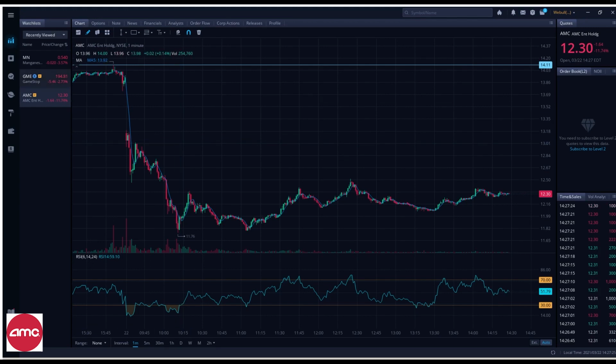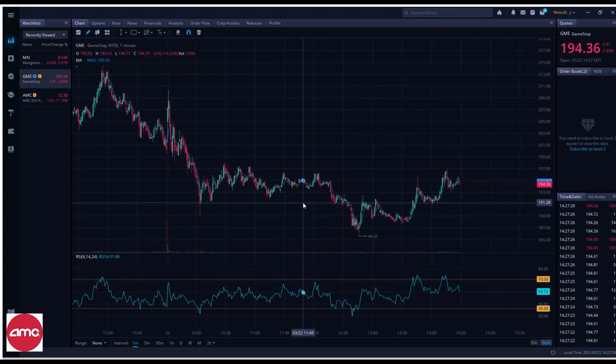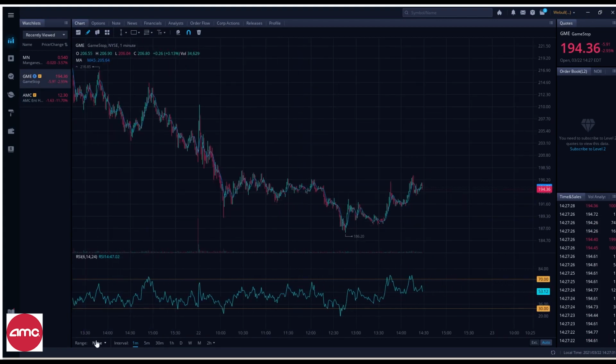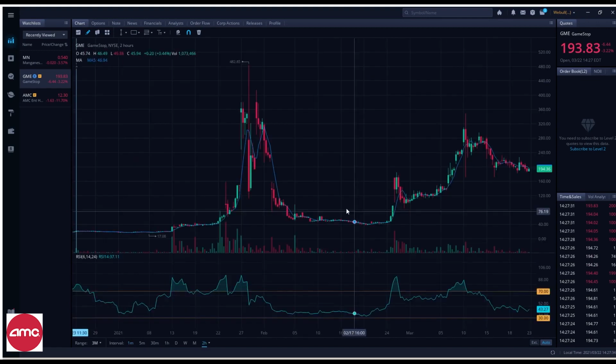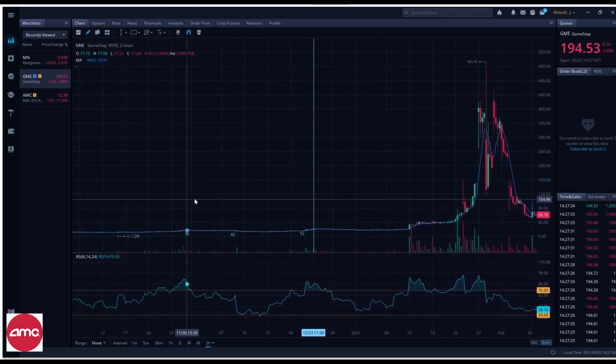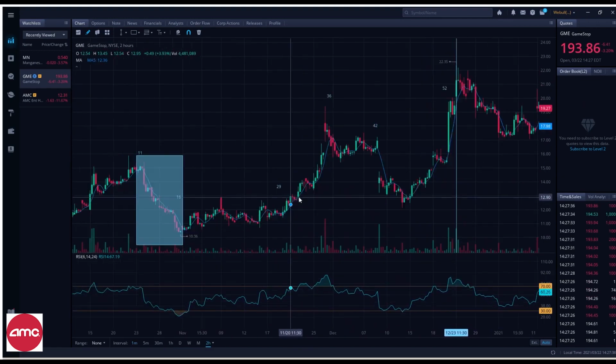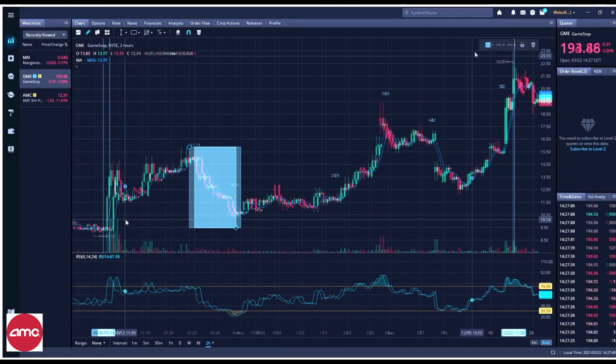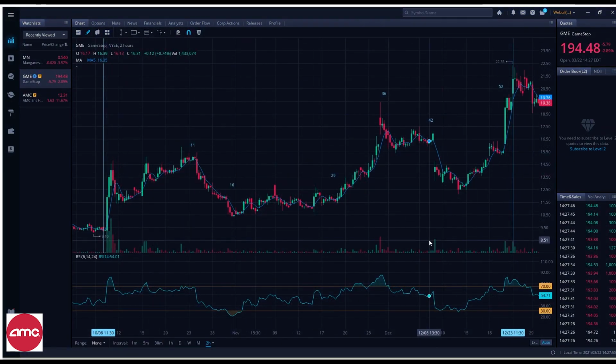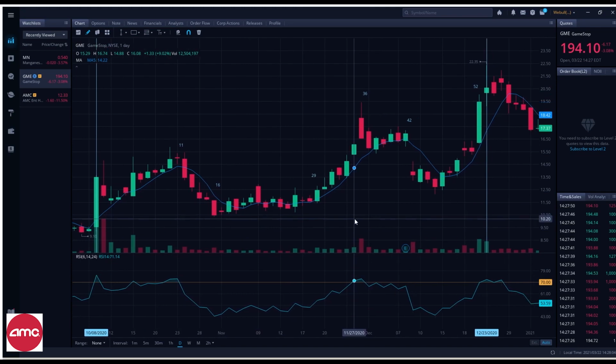is GameStop. If I go to the GameStop chart and go back to where GameStop used to be, where we are at right now, which is around the $10 mark, this is how the chart looks like. If I switch to daily candles, this is how the chart looks like. Now, there are a few things which I want to point out in this situation.